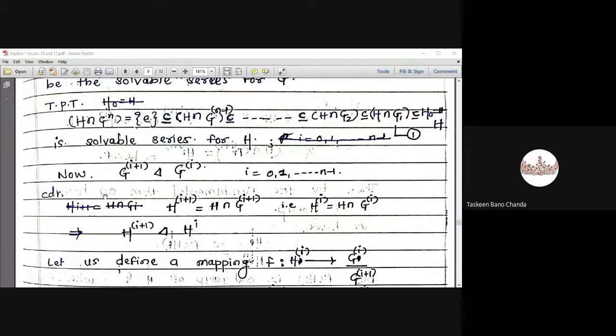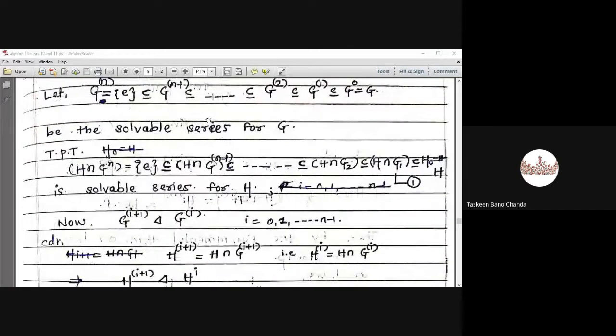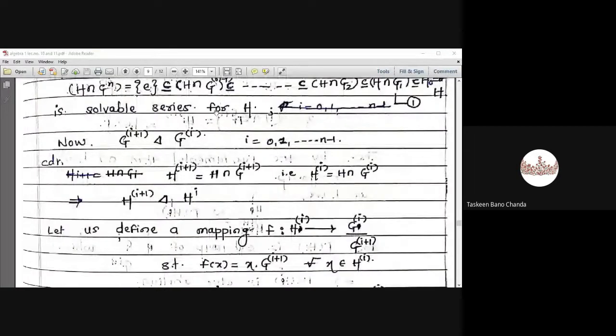Why? Because G is a solvable group. Okay, so this is the solvable sequence. Hence, we are considering, assuming that Hi plus 1 is equal to H intersection Gi plus 1. This we have defined. What have we defined? Hi plus 1 is equal to H intersection G raised to i plus 1. That is, Hi is equal to H intersection G raised to i.